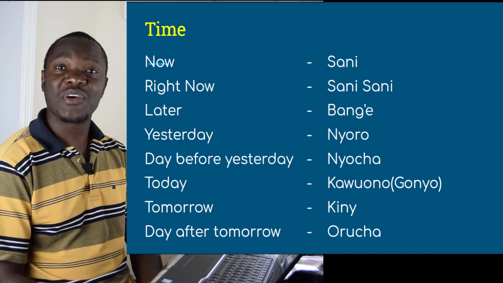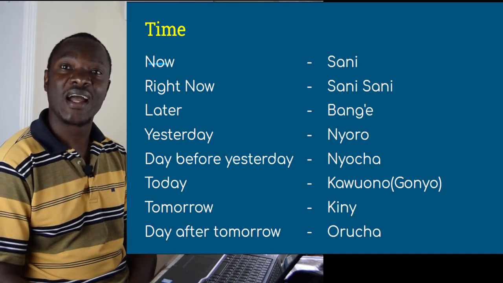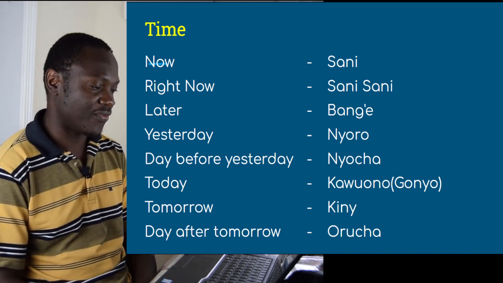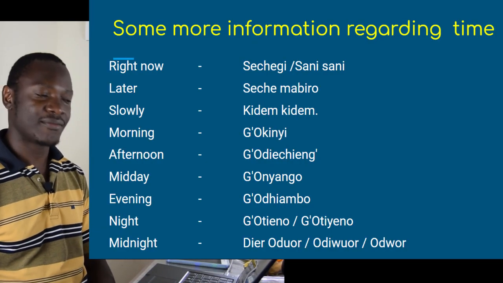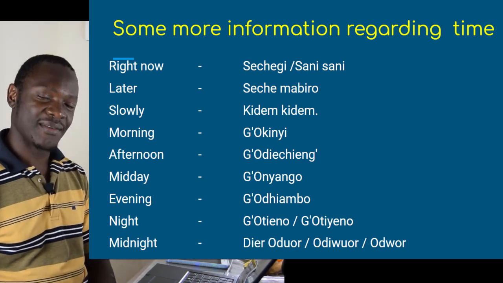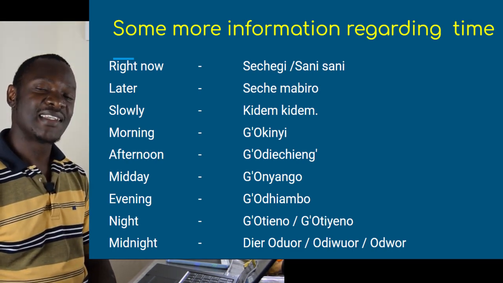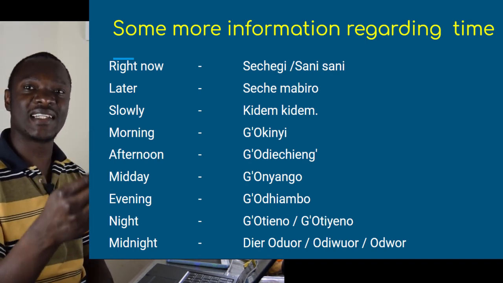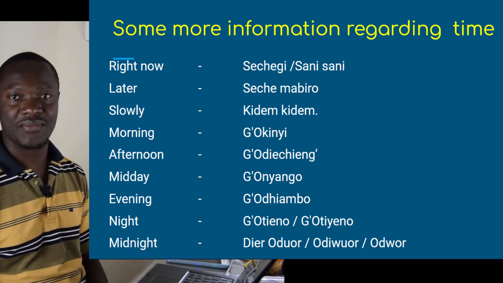Then the day after tomorrow is called orucha, day after tomorrow. Okay. Right now, sechege or sani sani. Later will be seche mabiro, that is much later, seche mabiro.